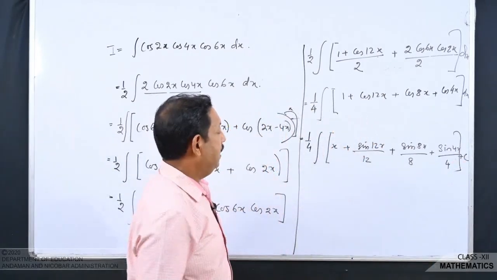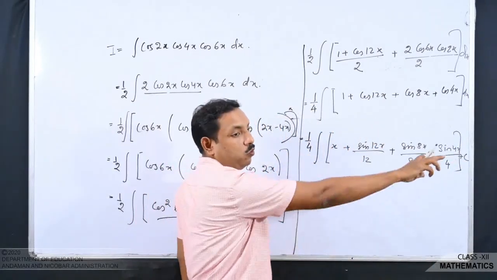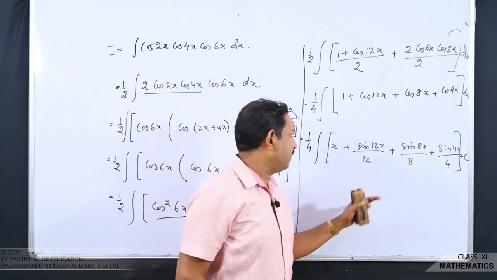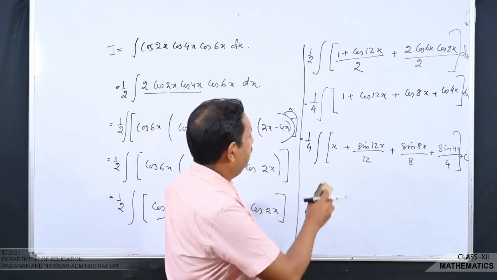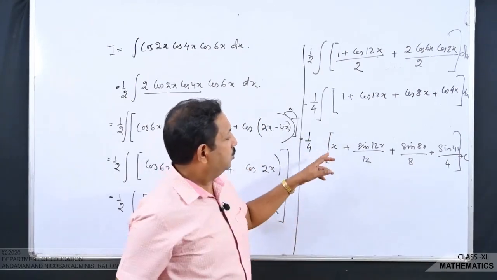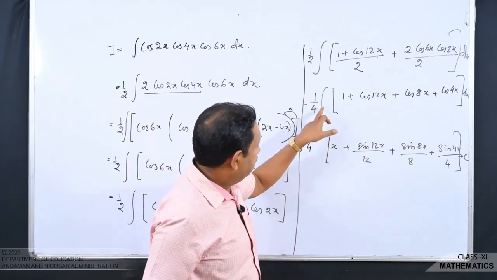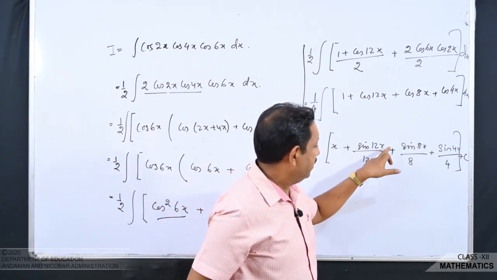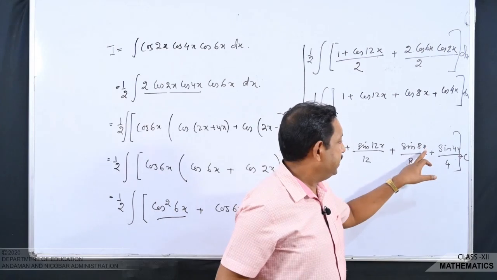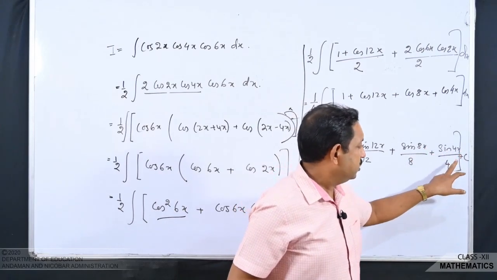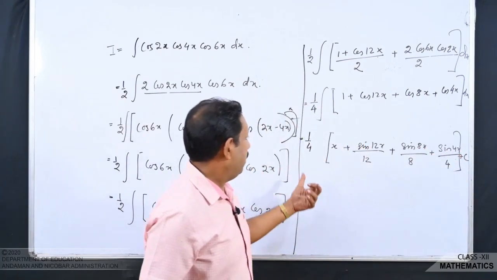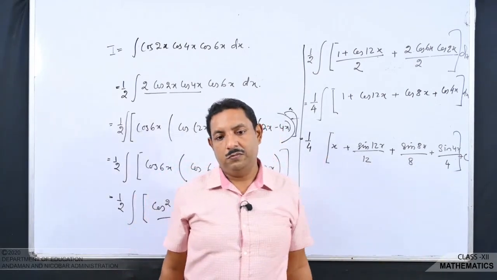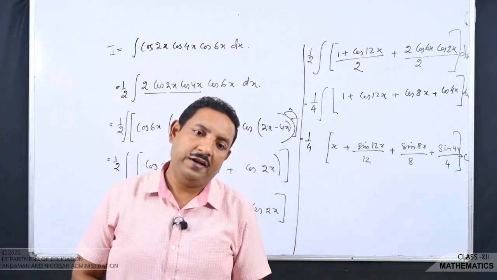That is your final answer. You can multiply this 1/4 to all these terms also, then you can get the final answer. Otherwise, one more thing, I can multiply after doing this integration. I get x plus sin 12x by 12 plus sin 8x by 8 plus sin 4x by 4 and plus c. Now I can multiply this 1/4 to all these terms, and you can get the final answer.